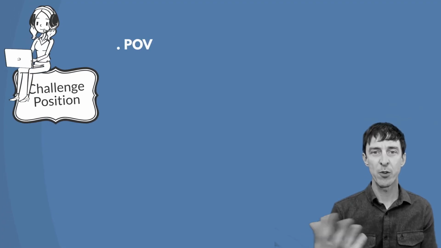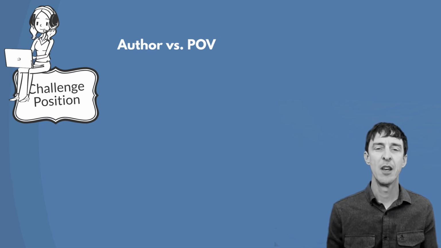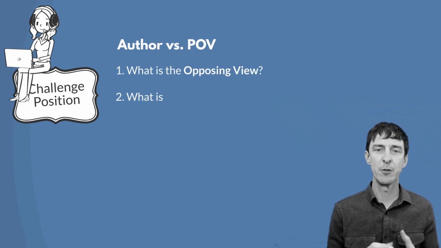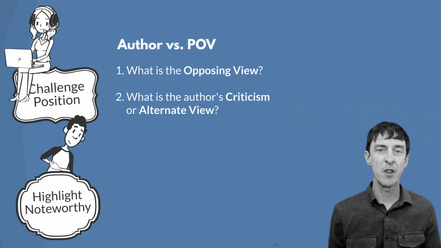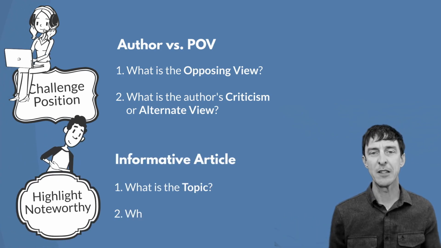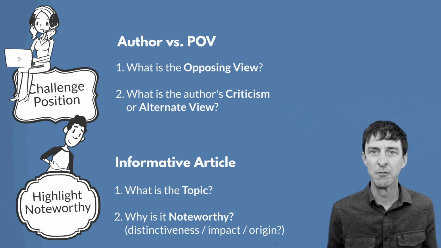The first and most important is challenge position, which is where our author is criticizing some point of view. And so we've got to figure out what's the opposing view and what's her criticism, or what is she selling instead. Highlight noteworthy feels like an informative article, and you're basically trying to figure out why does the author think it's noteworthy? Is it distinctive or impactful?